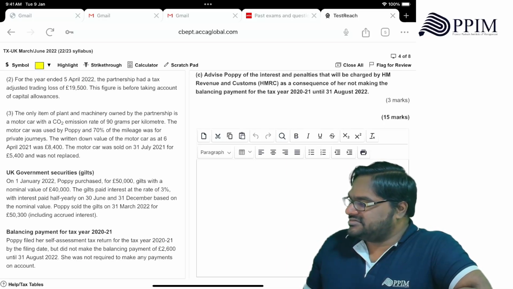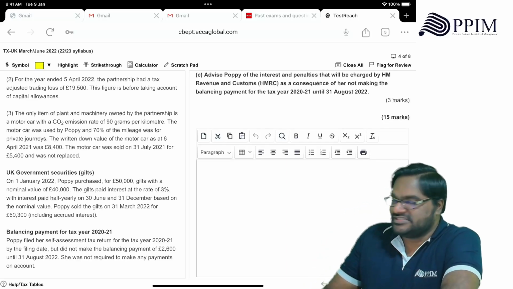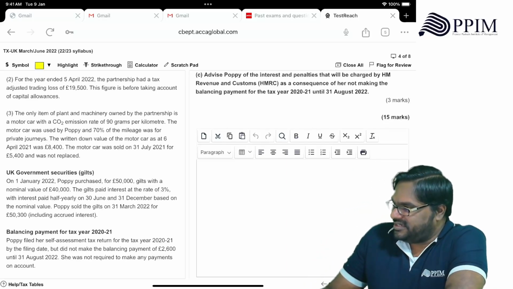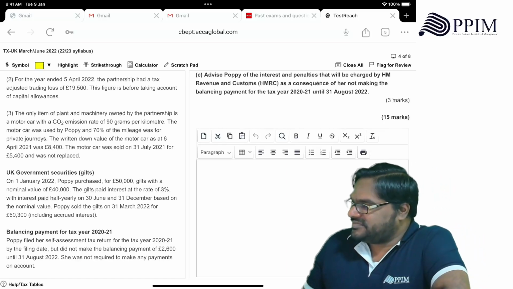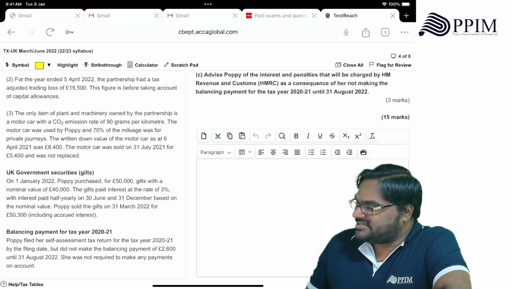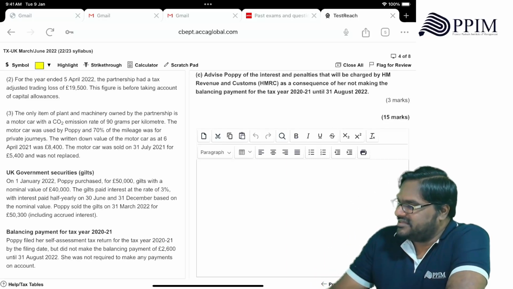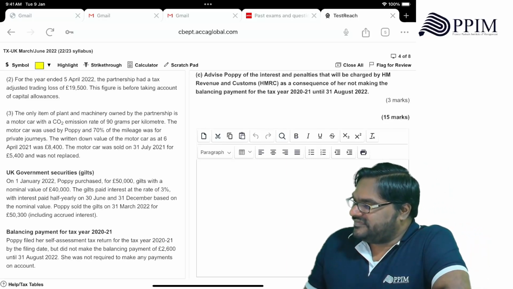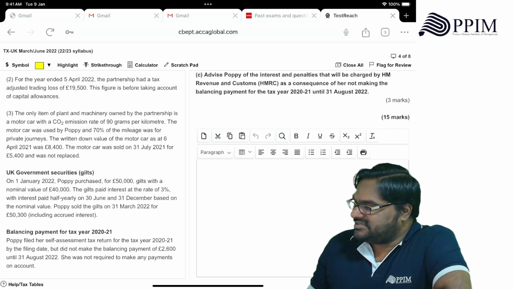Balancing payment to be settled on or before 31st Jan 2026. If they default on the payment due, interest plus penalty applies. Interest is 6.5% per annum: 2,600 into 6.5% into 7 months. Penalty 10%: 2,600 into 10%. Total interest plus penalty will be 359. Until 31st August, time period 5 months, interest will be 6.5%, hence 70 pounds. Penalty 5% will be charged. Late payment penalty more than 6 months.